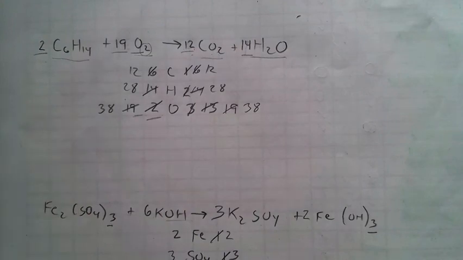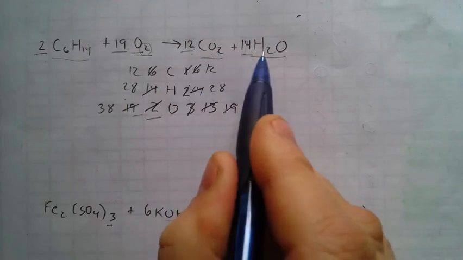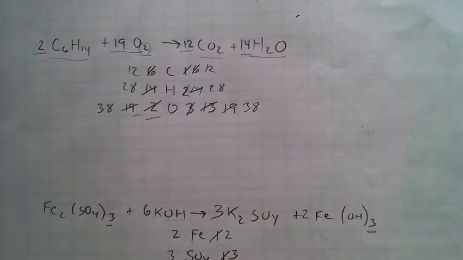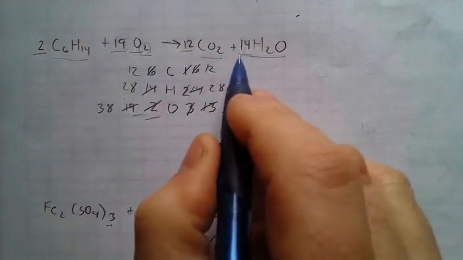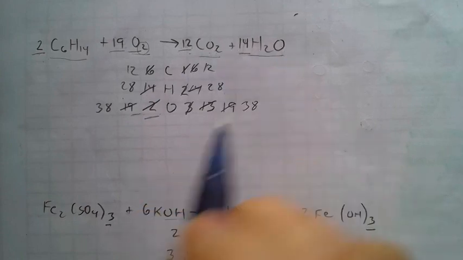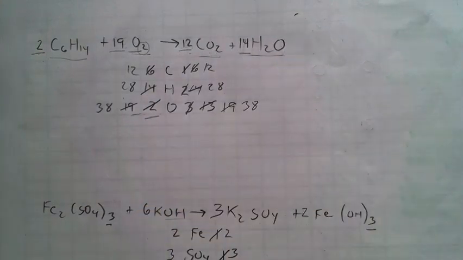And remember, when balancing, you always have to end up with the lowest whole number ratio of coefficients. If I were, for example, to double it again and have 4 and 38 and 24 and 28 here, that would technically not be correct because it's not the lowest whole number ratio.